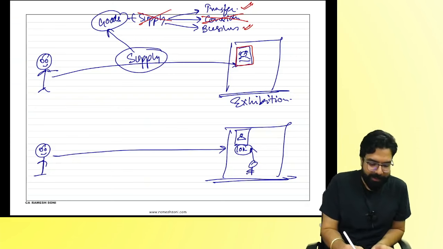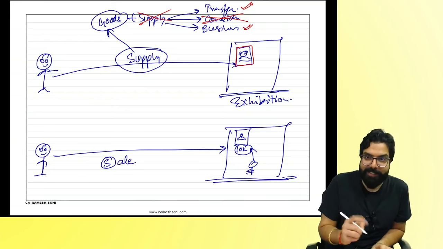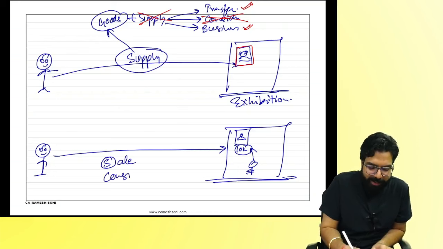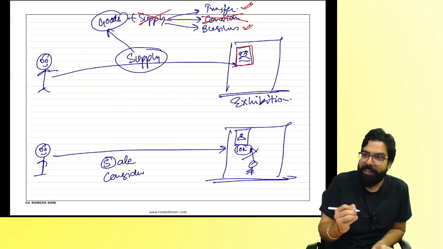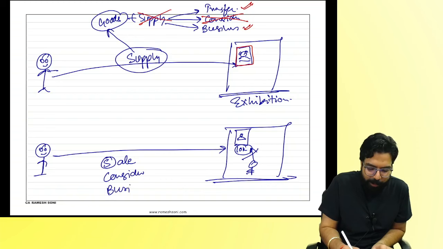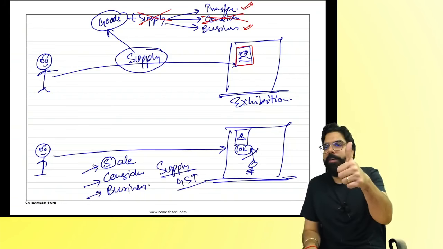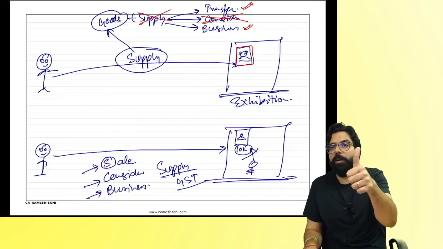My question, is it a sale? Yes or no? It's a sale. Activity done. Is it for a consideration? Did he agree? Is it in the course of my business? All three done. Will it be a supply? Will GST get imposed? Got it? What are the three important activities?